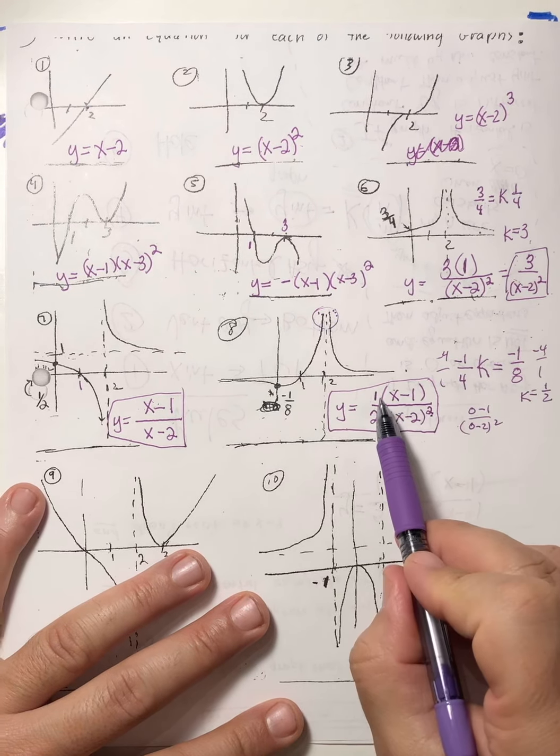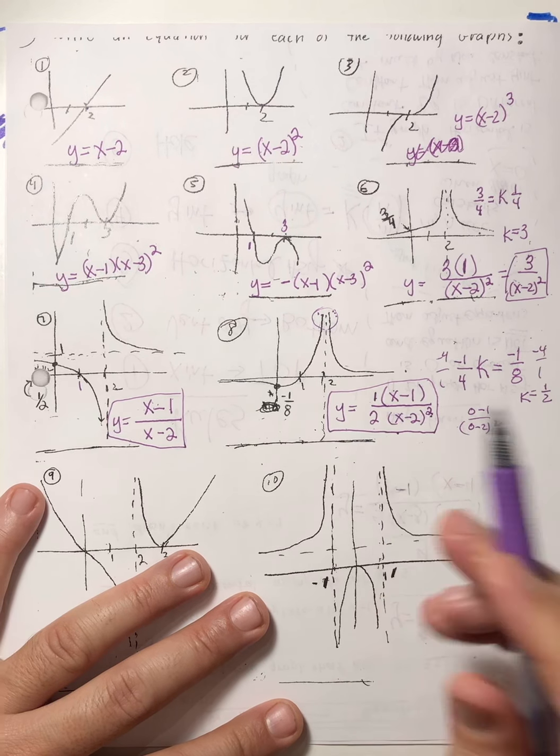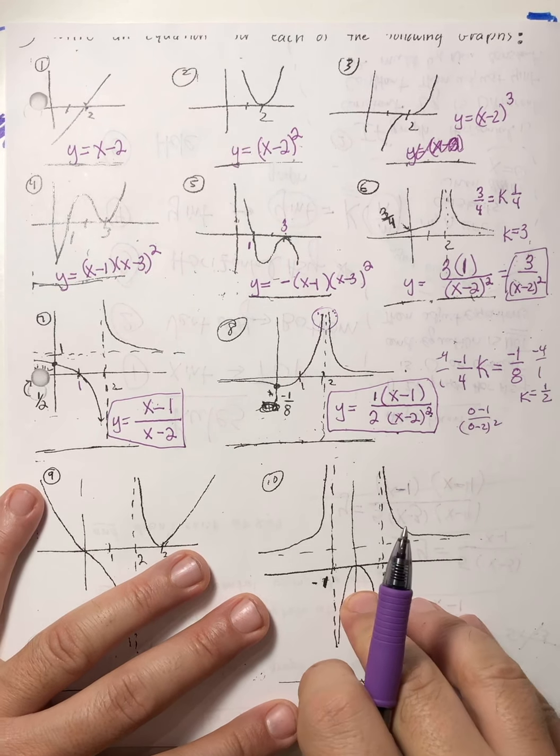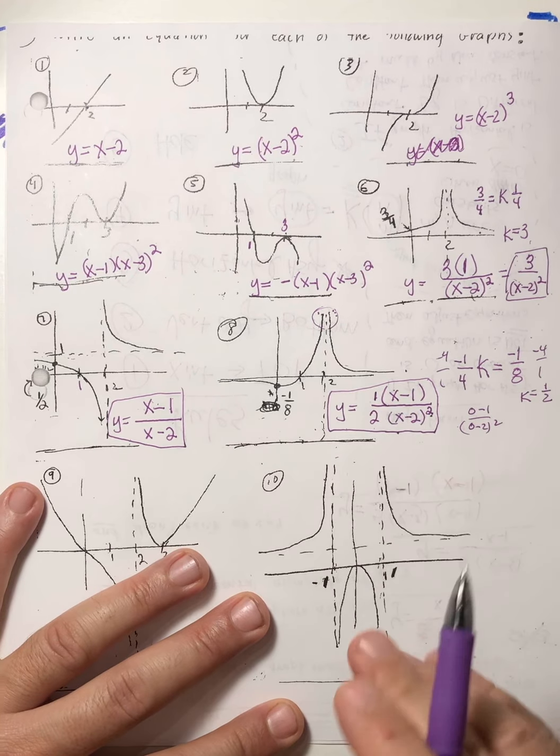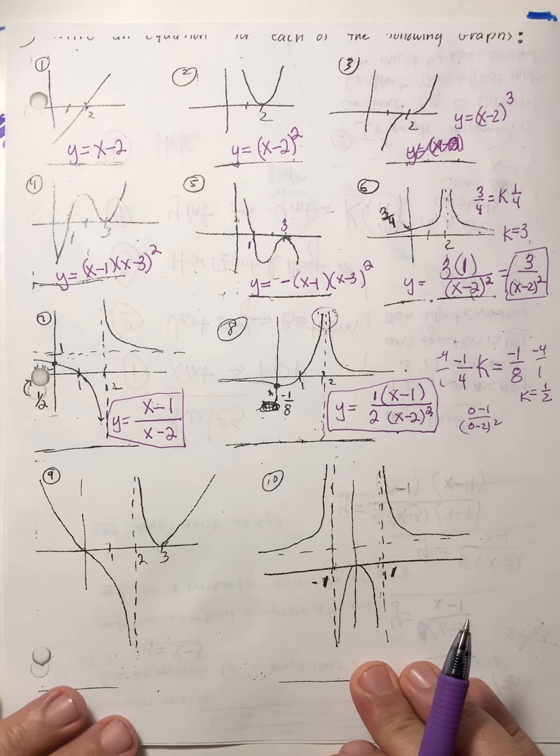All right, do I have to put the 1 there? No, I could have just put a 2 at the bottom. But I showed multiplying by a half. Okay.